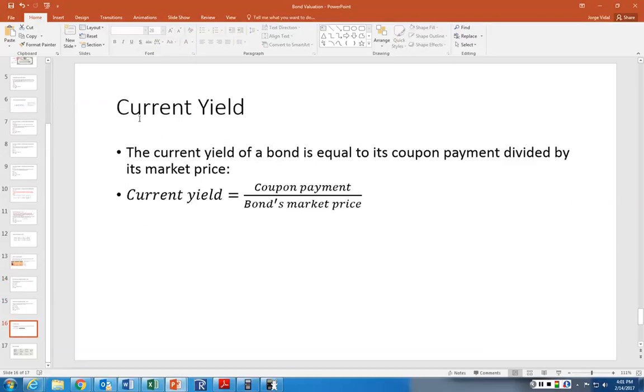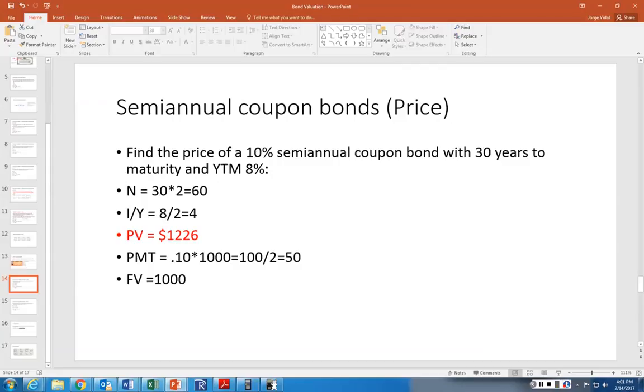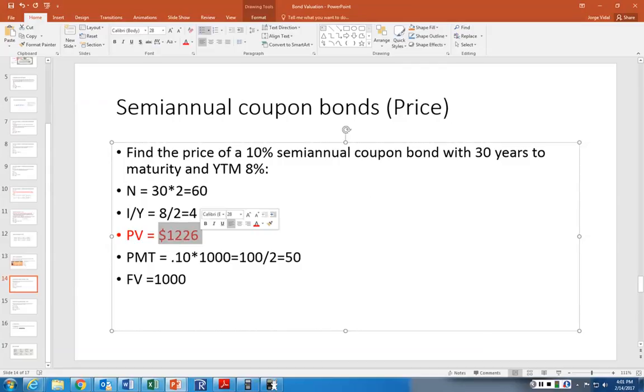Now, this is in the homework. I didn't cover it in class, but current yield is the coupon payment over the bond's market price. Okay. So we don't use par value in this case. We use the actual bond market price. So let's do this bond. We know that the market price is 1,226, and we know that the coupon payment, and we do this on an annual basis, so it is 100. Do not use 50. Okay. Even for a semi-annual, you use the annual coupon.